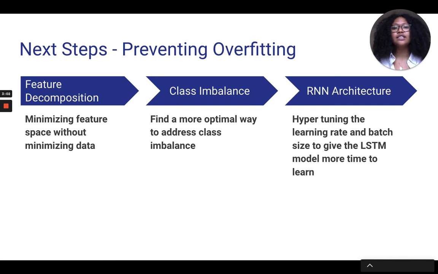Another thing is that I need to find a more optimal way to address the class imbalance. Obviously, undersampling resulted in some massive overfitting, but not sampling resulted in some rampant overfitting as well in the LSTM model. And the problem with the LSTM model could also be prevented by tweaking the RNN architecture, hyper-tuning the learning rate and the batch size to give the LSTM model more time to learn.